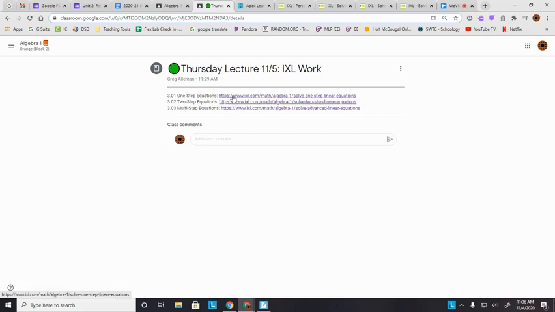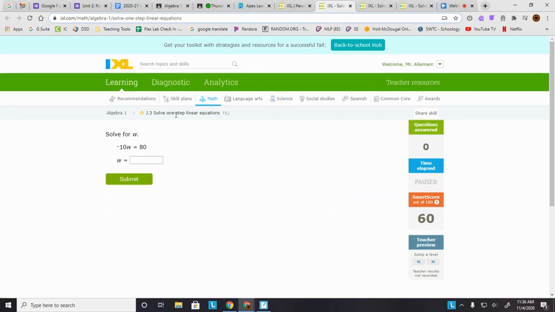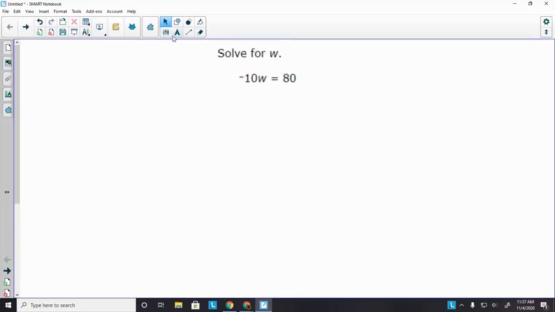So when you click this link, it should bring you to the one-step linear equations. So here's an example that I'll go over with you. So negative 10w equals 80. For a problem like this, you have to do one step, and we have to do what will undo the operation that's happening by the w.